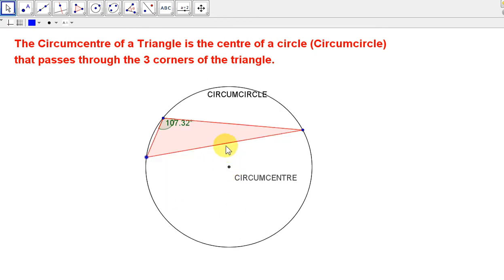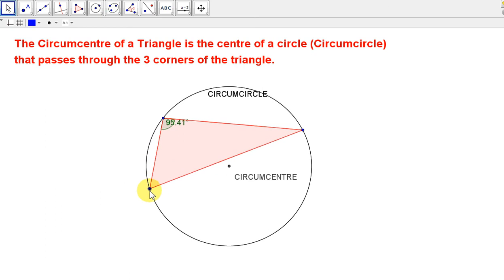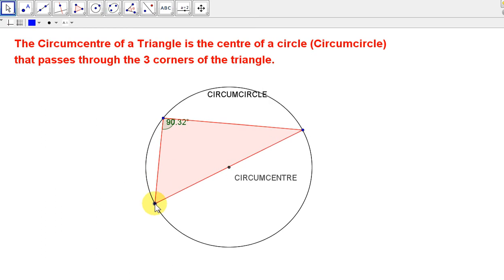Notice that when the circumcenter is on one of the sides of the triangle, then one of the angles is 90 degrees, or appears to be 90 degrees.